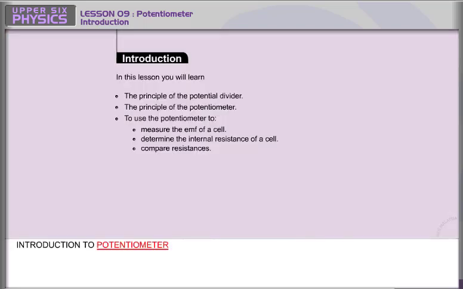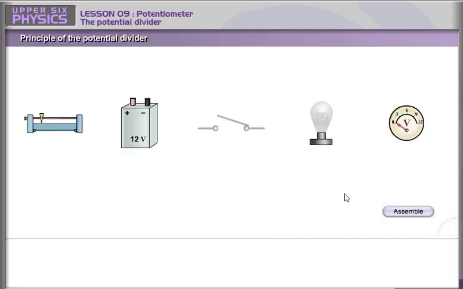Introduction. In this lesson, you will learn the principle of the potential divider, the principle of the potentiometer, to use the potentiometer to measure the EMF of a cell, determine the internal resistance of a cell, compare resistance. Click on each of the components to identify them.